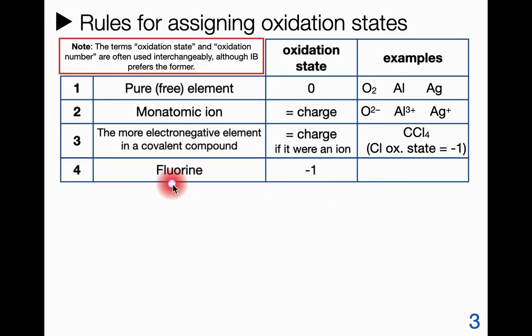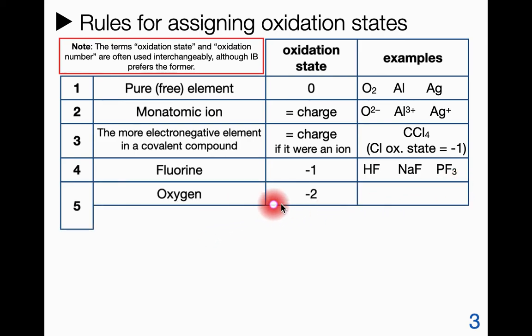Rule 4, fluorine will always have the oxidation state of -1. Now, that doesn't mean diatomic fluorine, if it was by itself. In that case, it would be a pure free element and would have the oxidation state of 0. But in a compound, it's -1. So in any one of these compounds, -1.